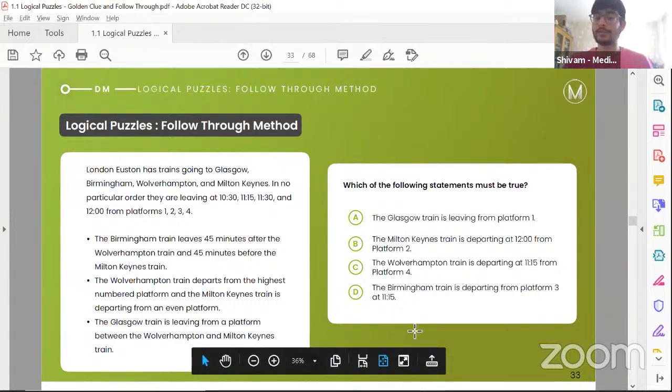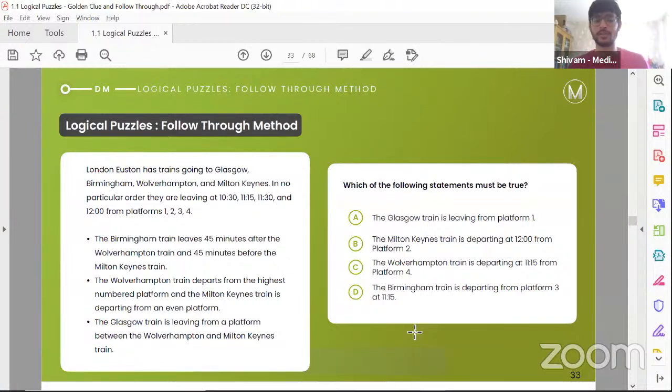Mohil, I haven't even talked about the Glasgow train and we haven't mentioned Glasgow once during this question. Is that important? Do you think students can get a bit overwhelmed by this because they haven't even looked at Glasgow at all and not even paid attention to it?